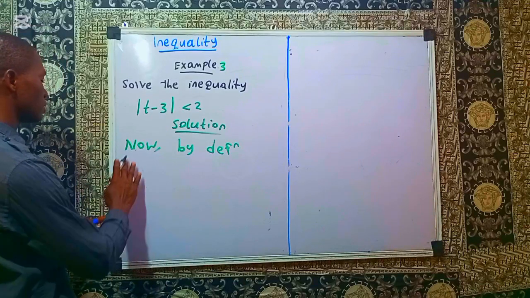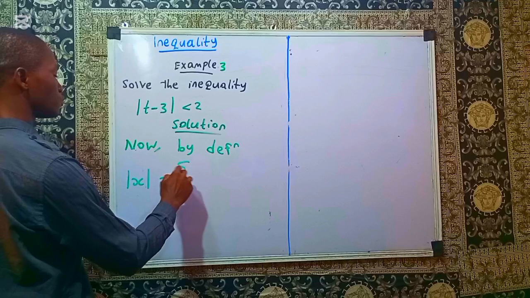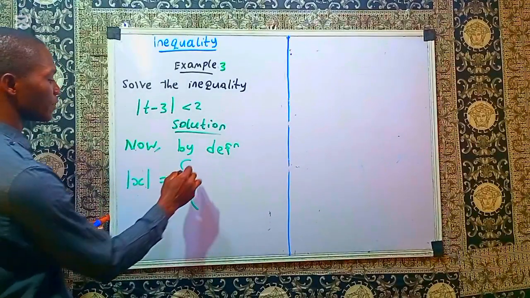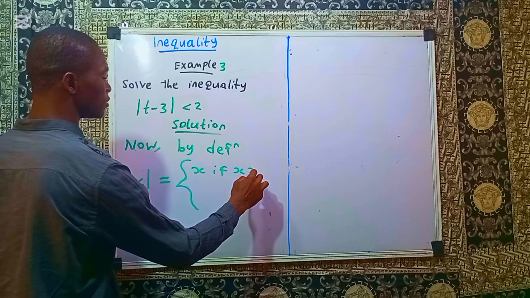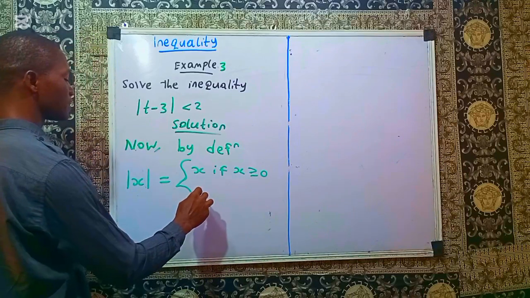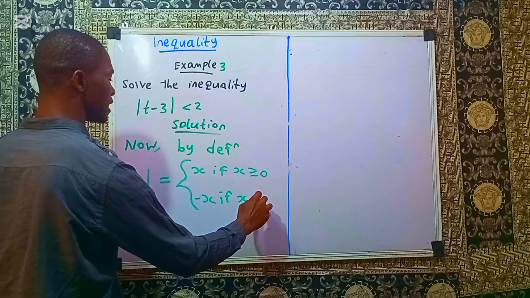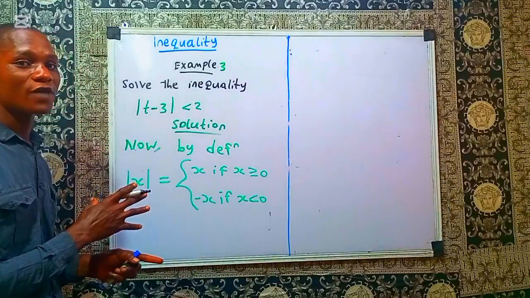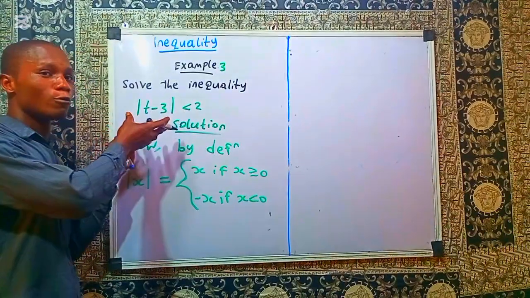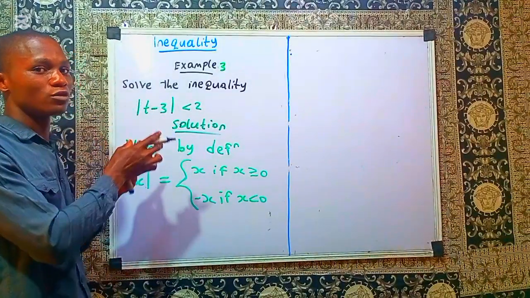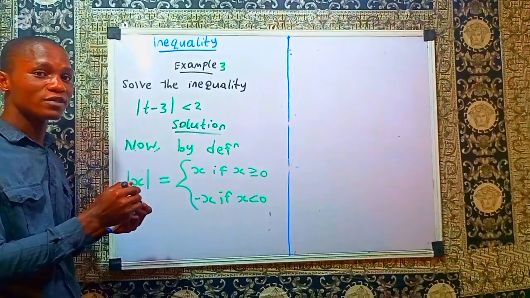absolute value of x is equal to x if x is greater than or equal to 0, and it is minus x if x is less than 0. This is the definition of absolute value. Why are we bringing it in here? Because the problem we want to solve has to do with absolute value. So we need to interpret this absolute value before we'll be able to solve the problem.